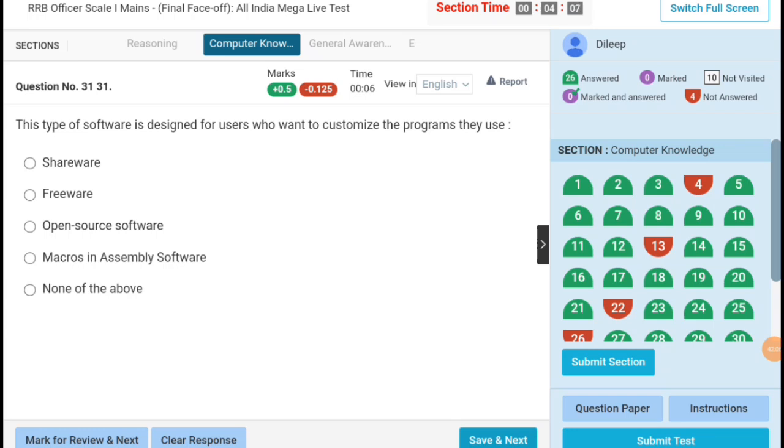This type of software is designed for users who want to customize the programs they use. Open source, I think. As per my view, it is open source. I have doubt on this.